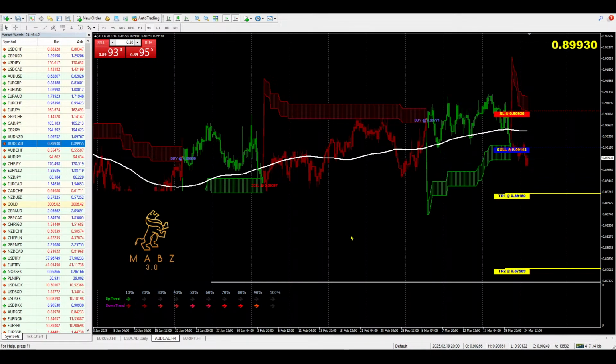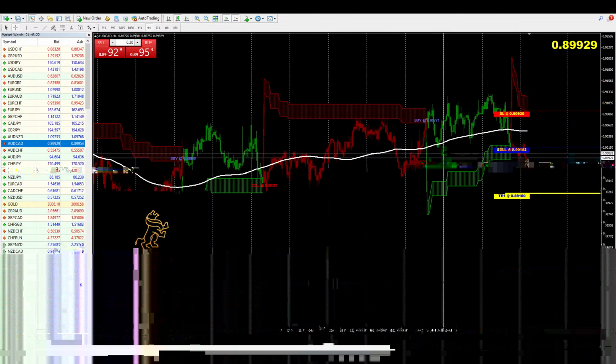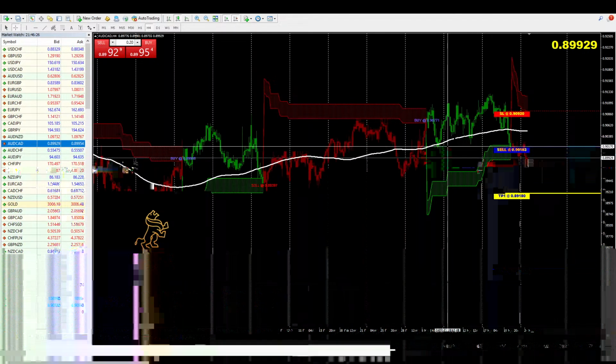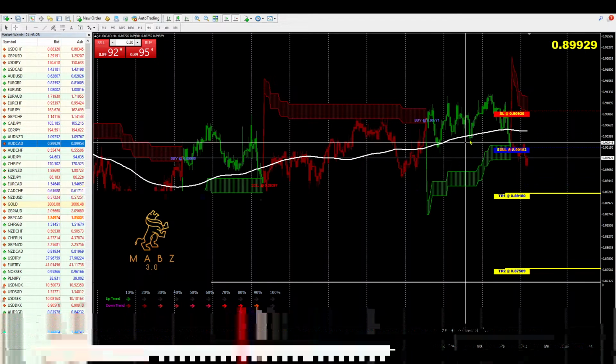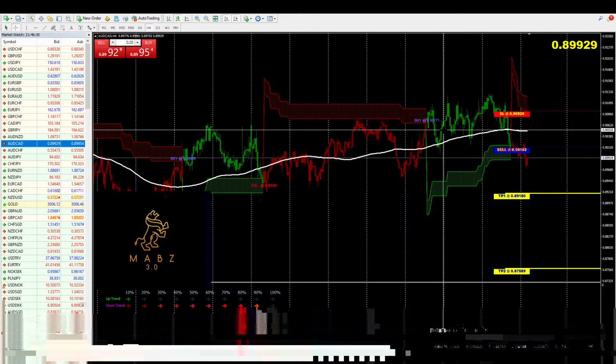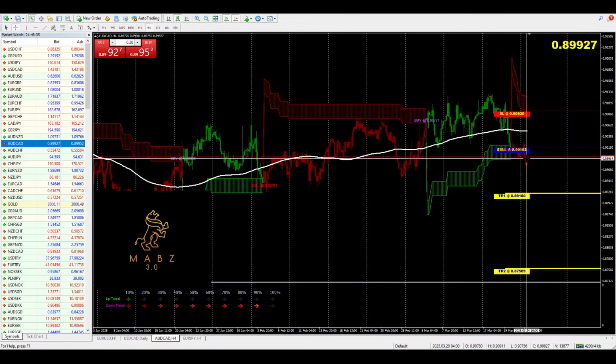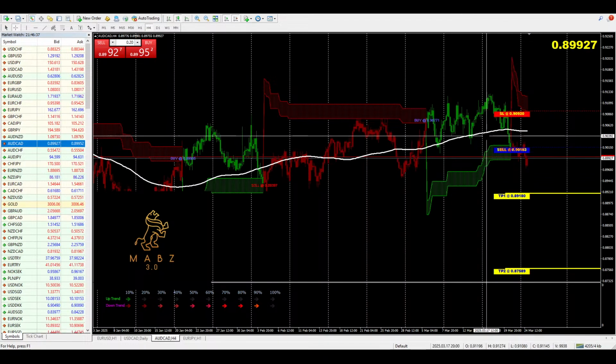So, anyways, guys, we have a couple of things going on here on the screen. If you pay close attention, you can see that there's a white line. That white line is the 100 moving average. This 100 moving average is the first thing that we look at, and we look at the price in relation to the 100 moving average.